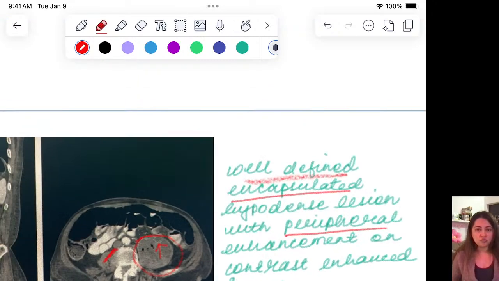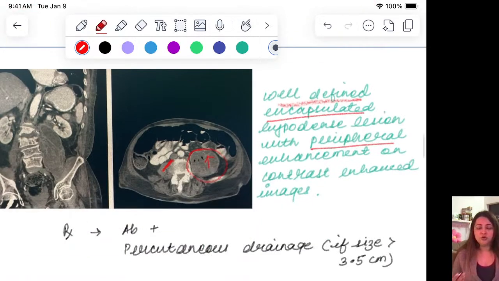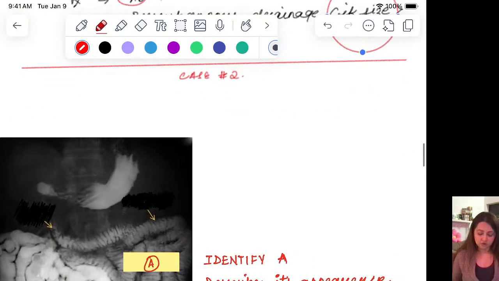Now, what is the management of Psoas abscess? How are you going to manage this case of Psoas abscess? Yeah. So number one, obviously it is due to an infective cause, so you're going to give antibiotics. But along with that, make sure you know this, especially when you talk about Step 2 CK, Step 3 or clinical exams: percutaneous drainage is indicated when the size of the lesion is more than 3.5 centimeters. All right. Now talking about case number 2.